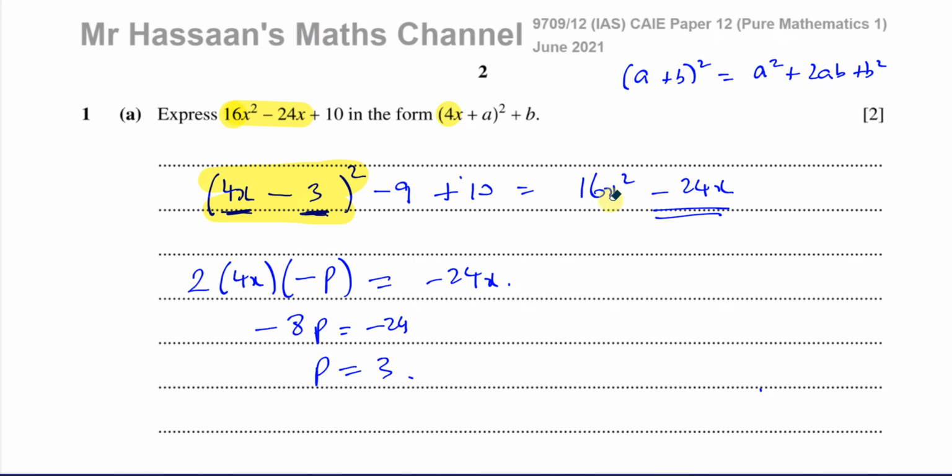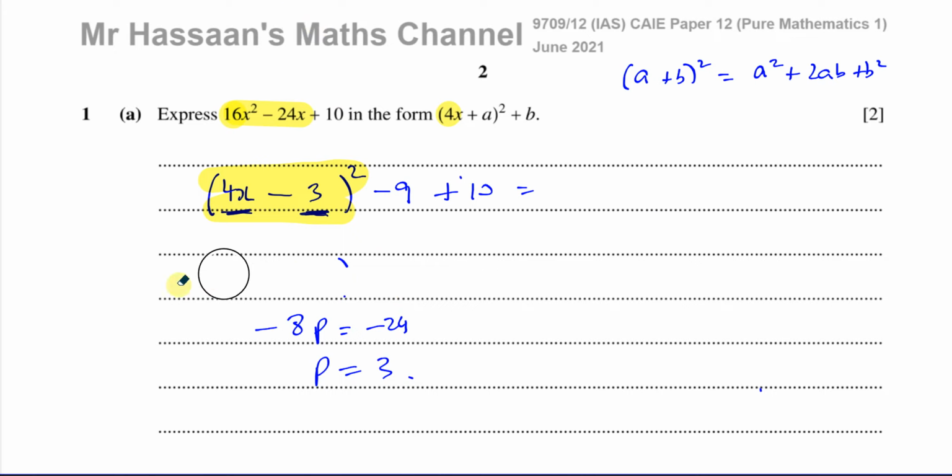I can get rid of this now. So we end up with 4x minus 3 all squared plus 1. And that is the expression in this form.